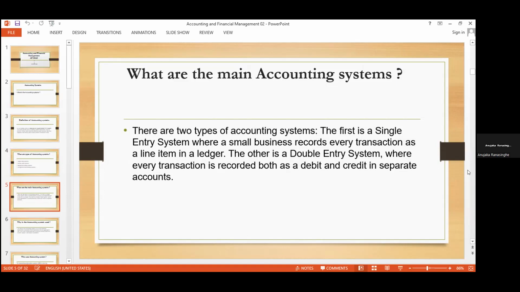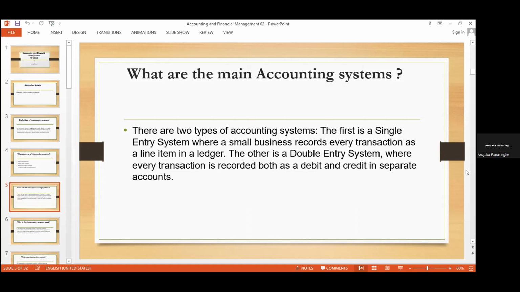Single entry accounting systems are used for small businesses, boutiques, shops and other small businesses. Double entry systems are used by big businesses, organizations, companies, any other wide-range companies and organizations. What are the main accounting systems?